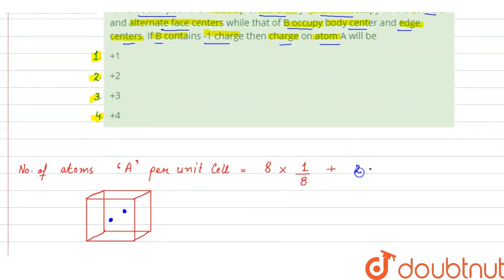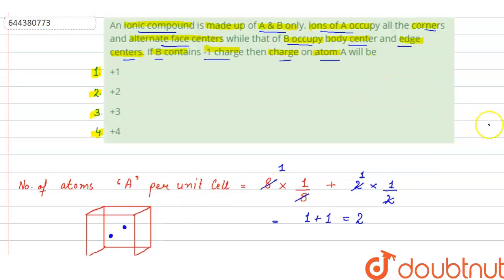So 2 into, now a particle is present at face, it will be shared by 2 unit cells, so its contribution will be 1 by 2. So here we cancel out, we get 1, and here when we cancel out, we get 1. So 1 plus 1 equal to 2. So there are 2 atoms of A per unit cell. Now we'll calculate B.